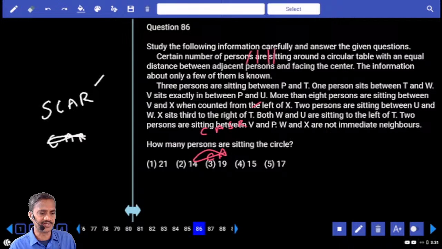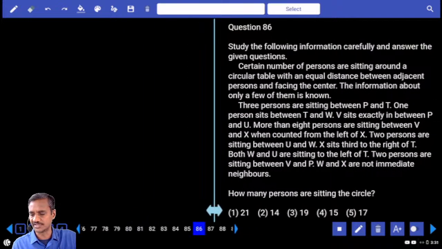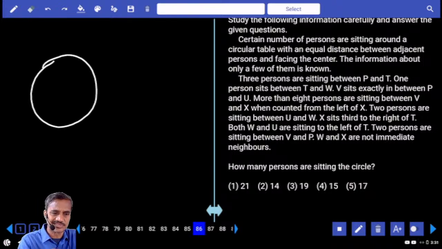The next one, 86 onwards. Now, this 86 to 90 is based on a certain number of persons seated around a circular table. In this circular table, there are exactly 3 people between P and T. If P is here, then 1, 2, 3, T is here. That is one possibility.